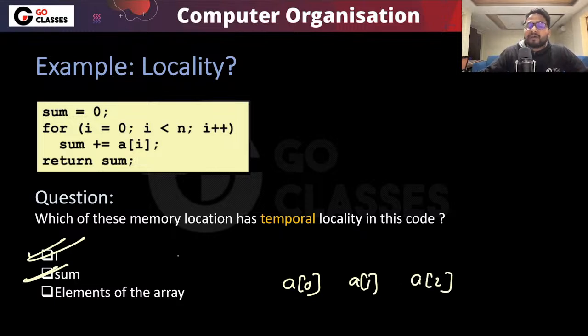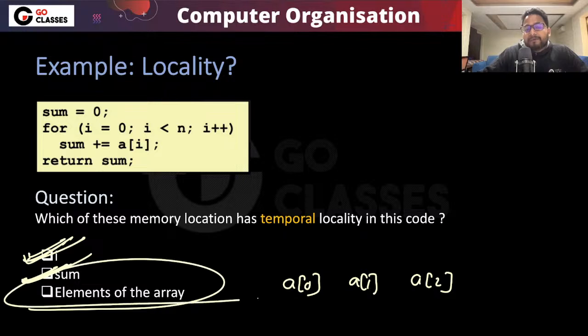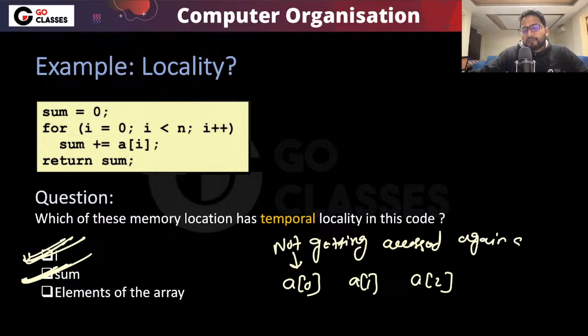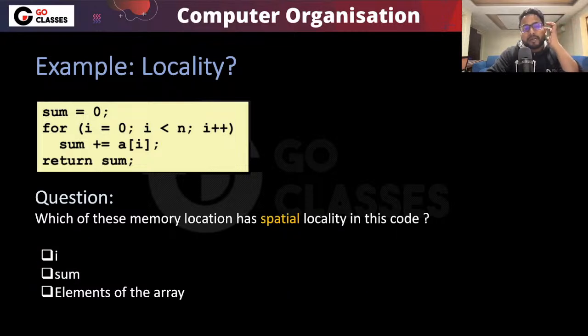So if I talk about temporal locality, then yes, i is following temporal locality, sum is following temporal locality, but are elements of the array following temporal locality? No. a0 is not getting accessed again and again. Do you all agree with me? So that is why I will say that these two elements follow temporal locality.